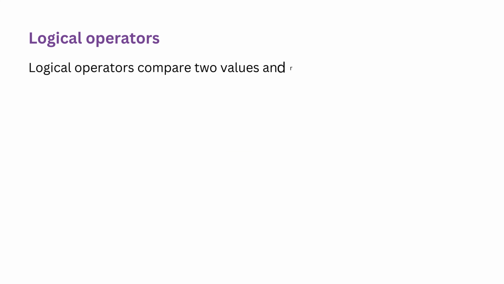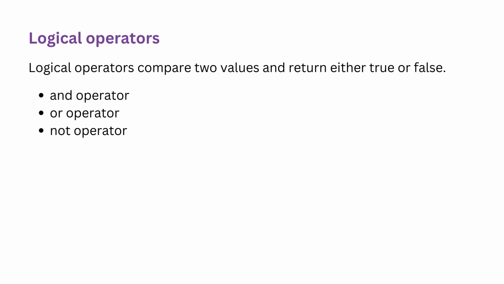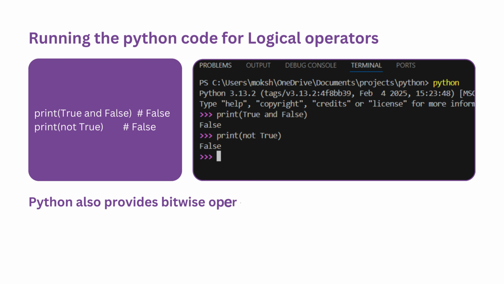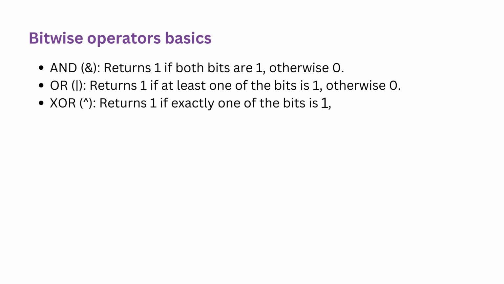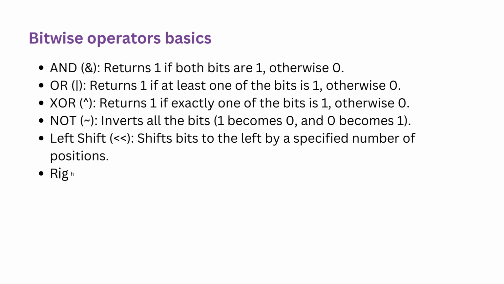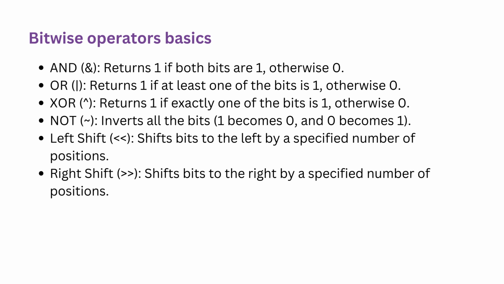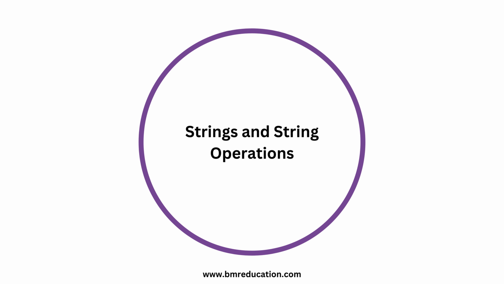Logical operators compare two values and return either true or false. Logical operators like and, or, and not allow you to build complex conditions, while Python also provides bitwise operators for low-level operations, though we'll just cover the basics today. By mastering these operators and expressions, you're well on your way to writing logic that drives your programs.